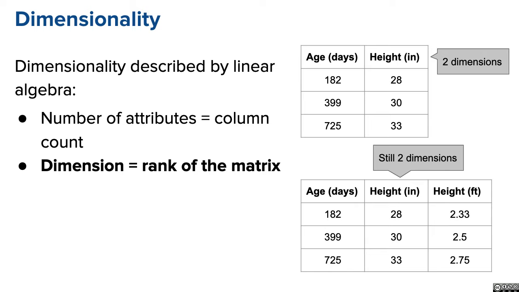Because it only has rank 2, we say the bottom matrix has dimension 2. Okay, so even if I had a 4th column on the bottom table, and let's say I had the 4th column for some reason be like the average of days and height in inches, that bottom table would still have rank 2 because that fourth column would be a linear combination of the first 2 columns.